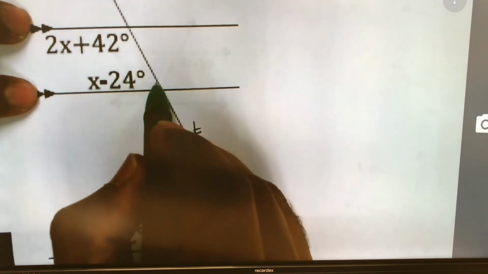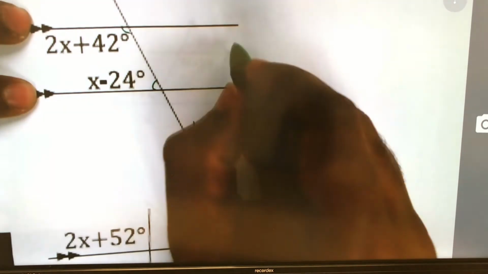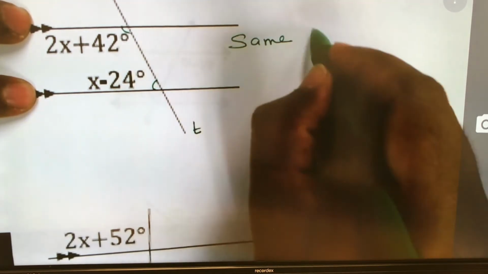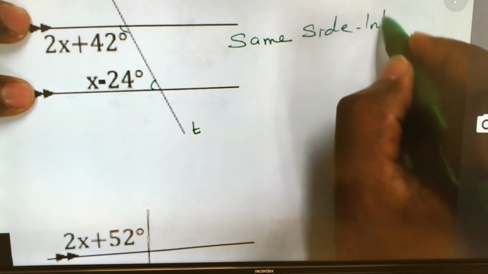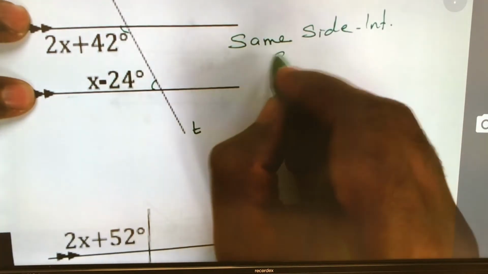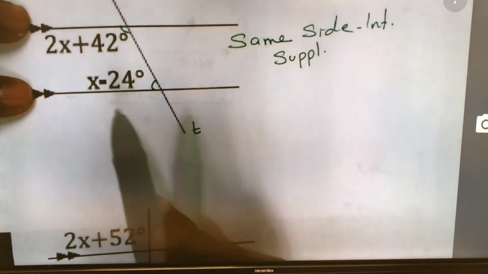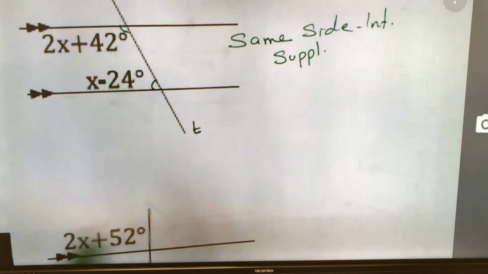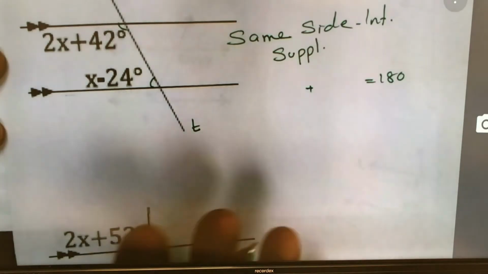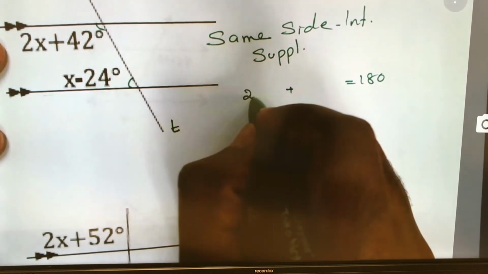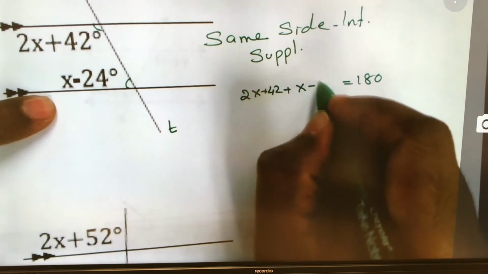So these two angles are given. They are on the same side of the transversal, on the left side. So they are same side, and inside the parallel lines. So they are same side interior. The property of the same side interior angles is that they are supplementary. If two lines are parallel, then the same side interior angles are supplementary. That means they add up to 180. The first angle is 2x plus 42 and the second angle is x minus 24.